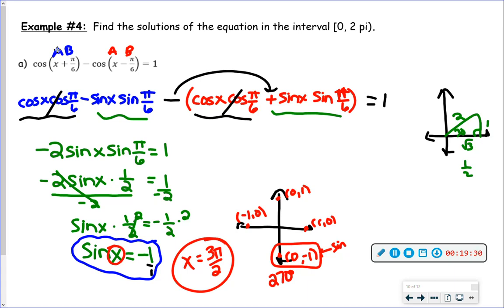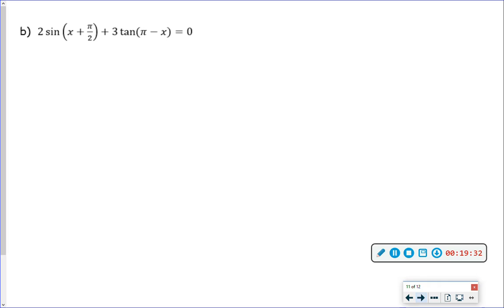All right, last problem of the day, and it's a doozy, my friends. I would write small, of course. So again, you've got your sine of a sum. We can do that one in red. We got a 2 in front, tan of a difference.